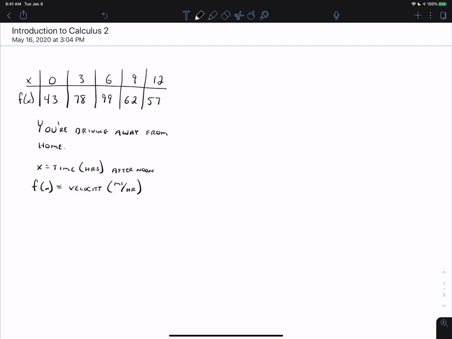This represents you driving away from your house or from your home. X represents the time in hours after 12 o'clock noon, and f of x represents your speed or velocity at that time. We're going to answer, or try to estimate answers to, three questions related to this scenario, and I want to put the three questions up and actually answer them in reverse order.